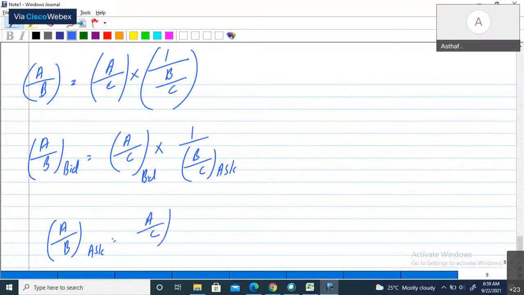Similarly, for A by B ask, A by C we have to take ask, but here B by C we have to take bid. So this concept is very important for solving forex problems. If you want, you can copy it fast. Then we will go for the problem. Overview of problem.